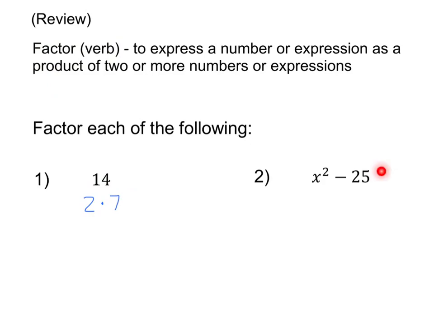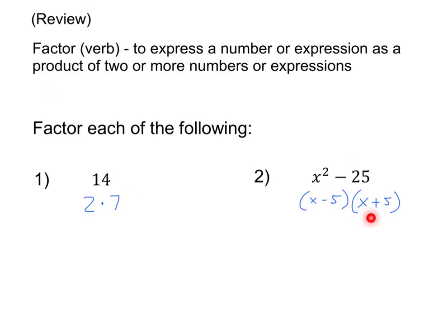If I ask you to factor x squared minus 25, I'm asking you to rewrite that as a multiplication problem. We could write it like this: the quantity x minus 5 times the quantity x plus 5. And what we're saying is that if you multiply these two, you would get back to x squared minus 25. This is the factored form of this, and you can verify that by multiplying those out.